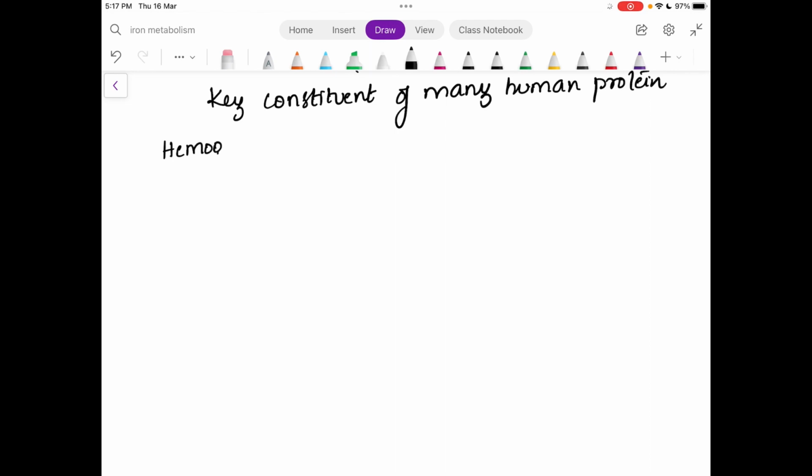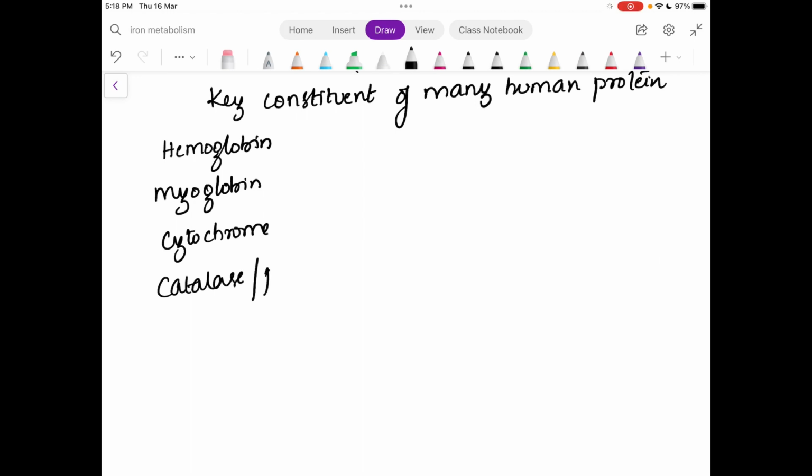They are hemoglobin, myoglobin, cytochrome, catalase, or peroxidase. These compounds are all called heme compounds. Okay.